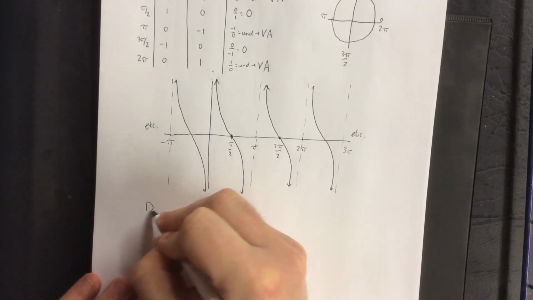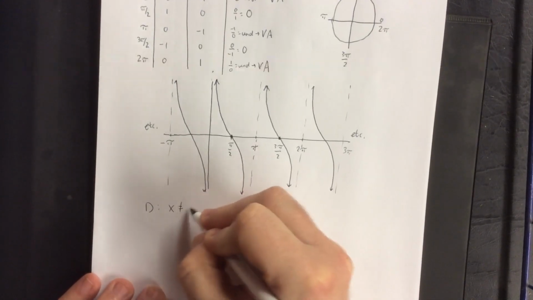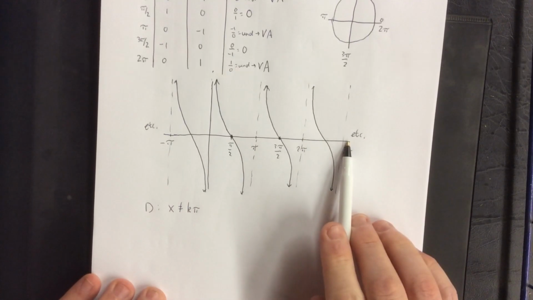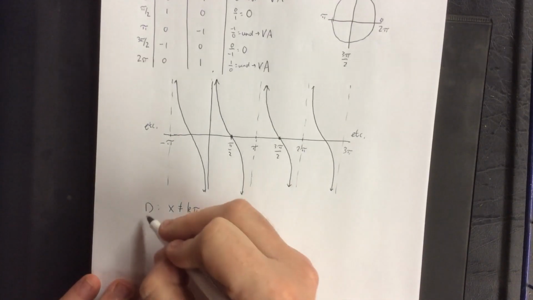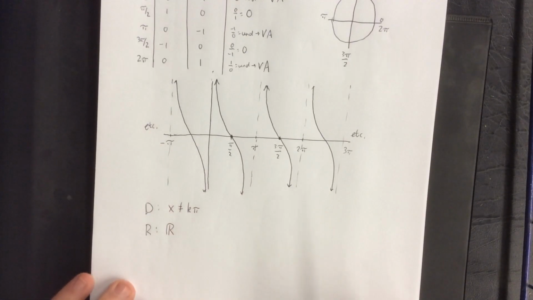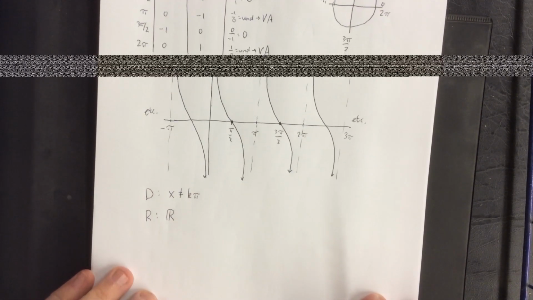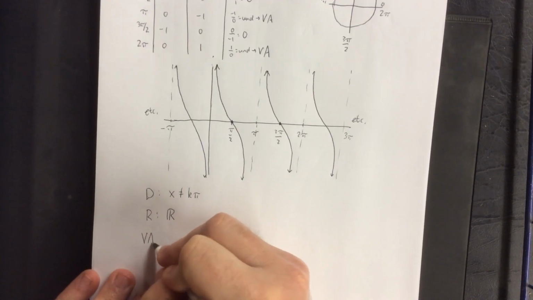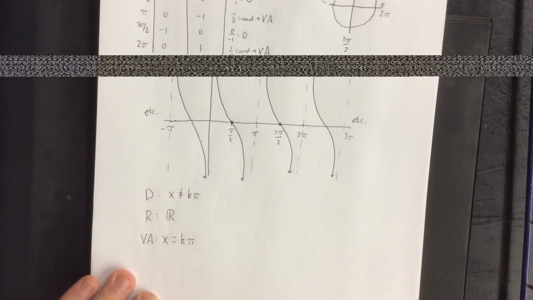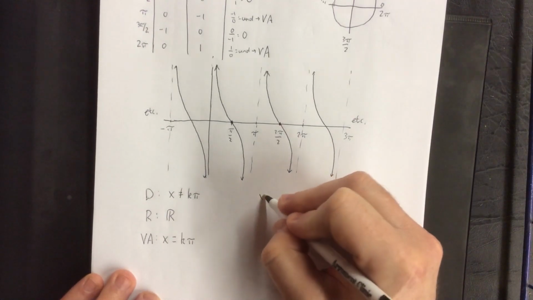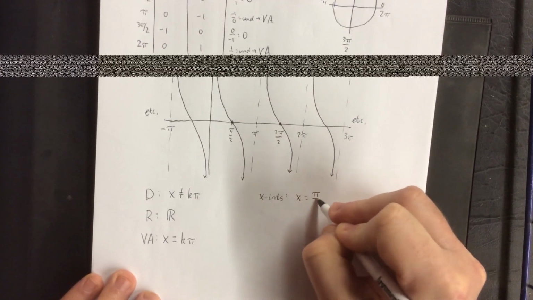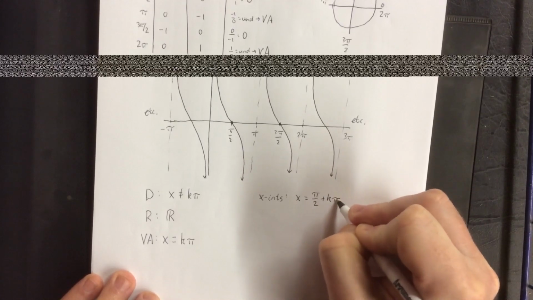The domain will be all real numbers except for x is any multiple of pi: 0 pi, 1 pi, 2 pi, 3 pi, negative pi. That's where we get those vertical asymptotes in. The range, as you can see, between any two vertical asymptotes will be all real numbers. We will see vertical asymptotes everywhere that we have a domain issue. So that'll be x equals k pi. There will be x-intercepts at x equals, first one occurs at pi over 2, and then it occurs every pi units after that.